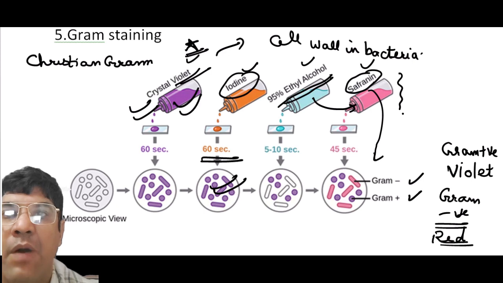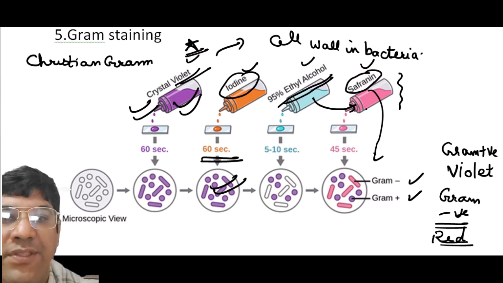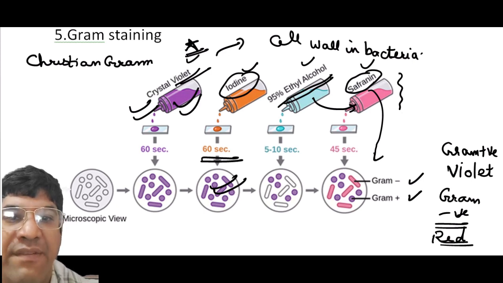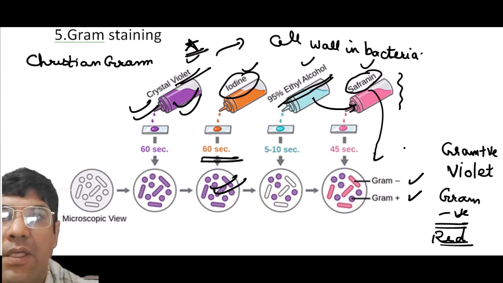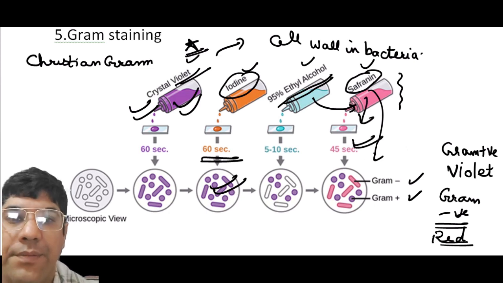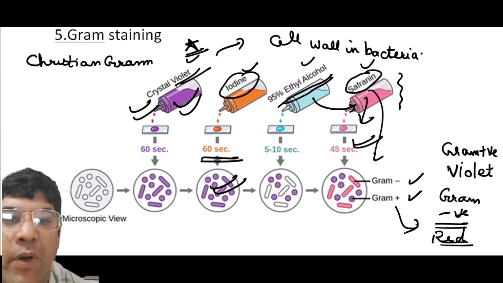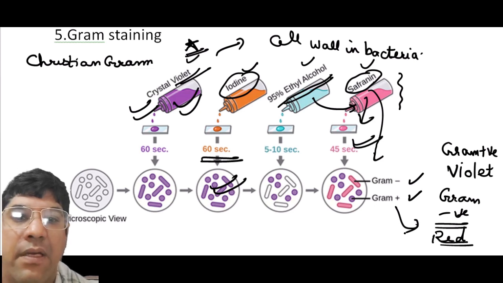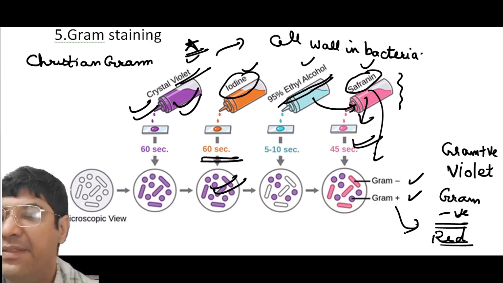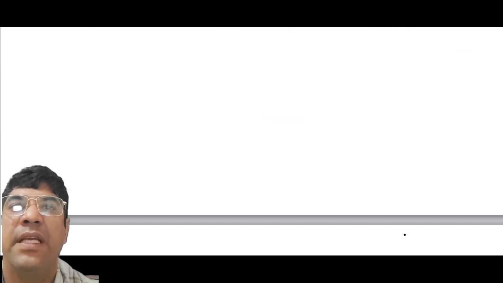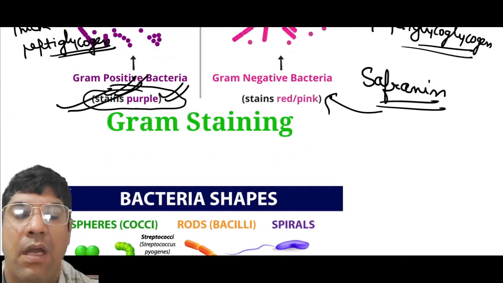The next step is counter staining. Apply a contrast dye, usually safranin or fuchsin, to the smear. The counter staining will impart a contrast color to the decolorized gram-negative bacteria, that is the red color. Rinse the slide gently with water and blot it dry with bibulous paper. Let us discuss the next stain, the acid fast stain.